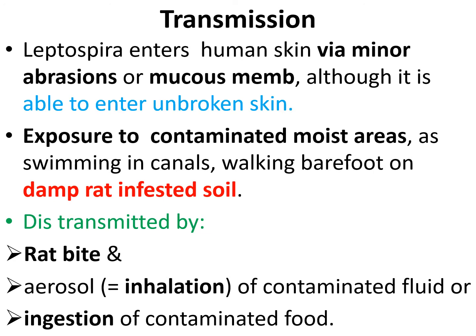Transmission. Leptospira enters human skin via minor abrasions or mucous membranes, although it is able to enter unbroken skin. Exposure to contaminated moist areas, such as swimming in canals, walking barefoot on damp rat-infested soil. Disease is transmitted by rat bite, aerosol inhalation of contaminated fluid, or ingestion of contaminated food.